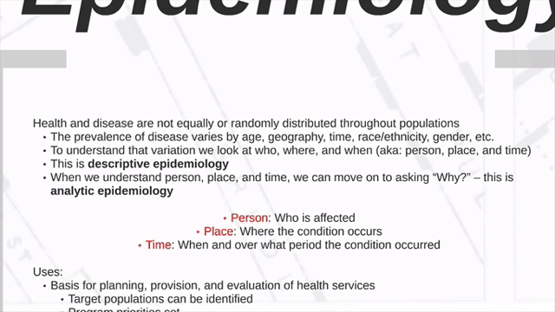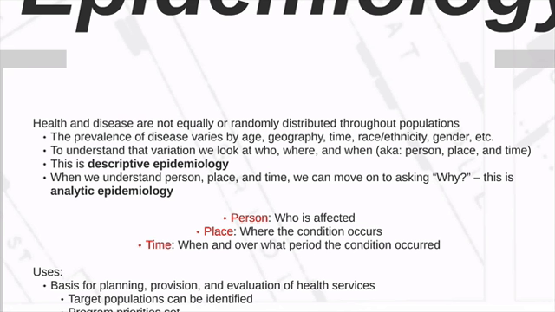So starting with descriptive epidemiology, let's give a little more background on this. As we talked about in the beginning, health and disease are not equally or randomly distributed through populations. There are patterns to the way that health and disease occur. And it's the job of epidemiologists to identify these patterns and then to take that next step, as I've been saying, to understand, well, what are the causes of those patterns? Why are some people more likely to be sick than others?